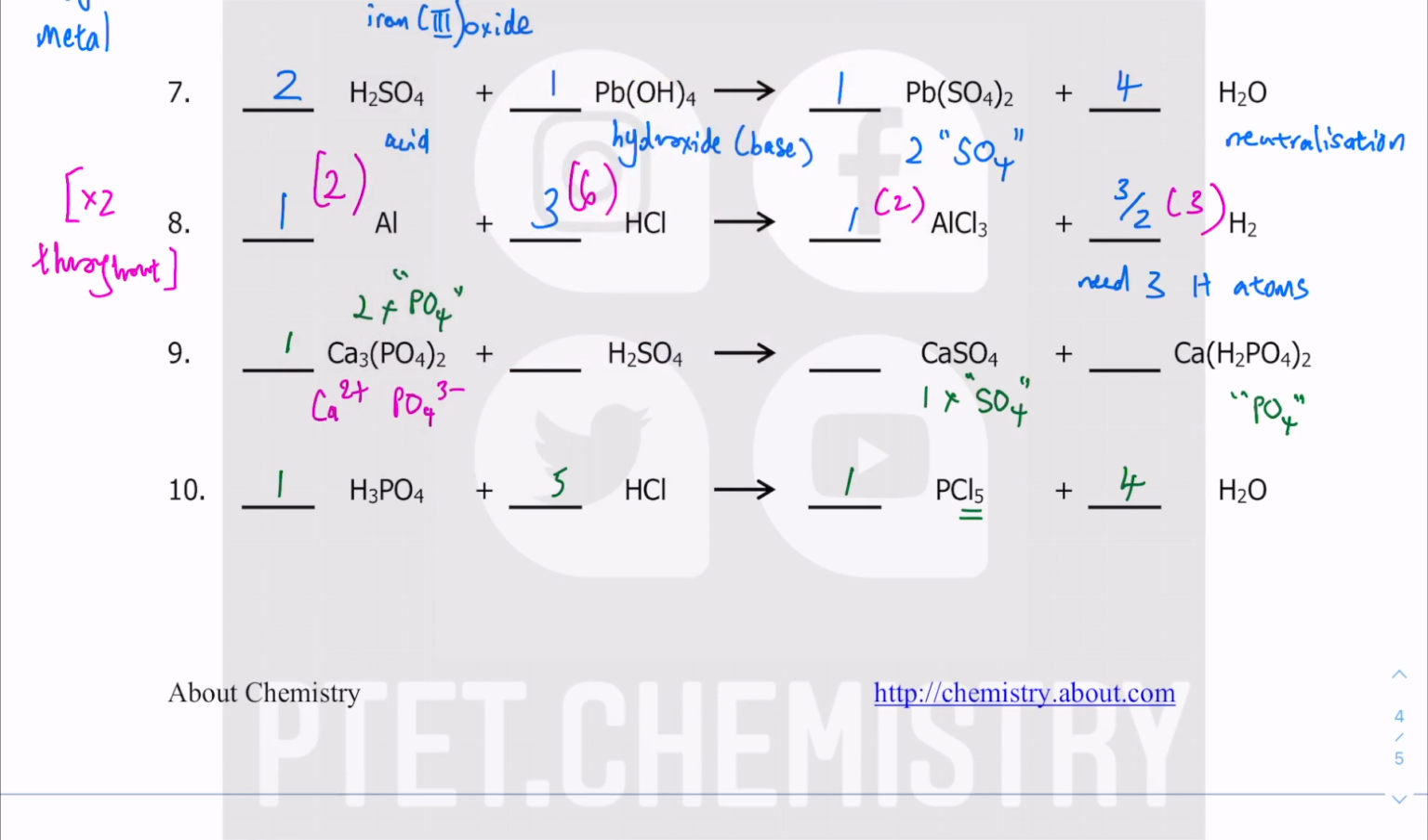Therefore I already have 2 of the PO4 unit, which comes from 2 of the PO4 unit. If I have 1 of these, I must have 1 of these. If I have 1 calcium here and 1 of this whole thing, this gives me 1 calcium, this gives me 3 calcium, therefore it must be 2 calcium here. And because of the 2 there, you have 2 of the sulfate, and because of the 2 of the sulfate, I must have 2 of the sulfuric acid.